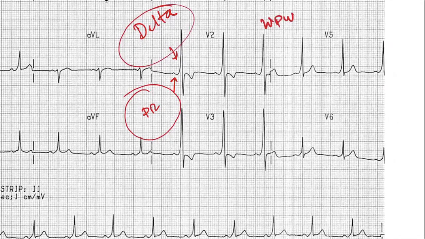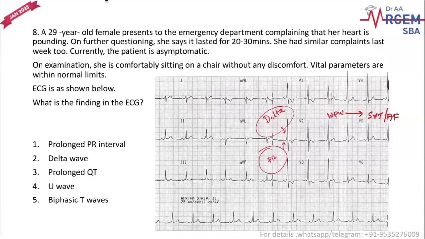Why do you think this patient had palpitations? Because WPW syndrome predisposes to what? Anyone? It either predisposes to supraventricular tachycardia or atrial fibrillation. That's why they usually have the palpitations. So this patient most likely had an SVT or AF when she was experiencing the pounding of the chest. So the right answer here is the delta wave that you're seeing in the ECG.